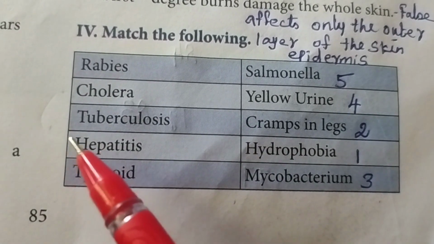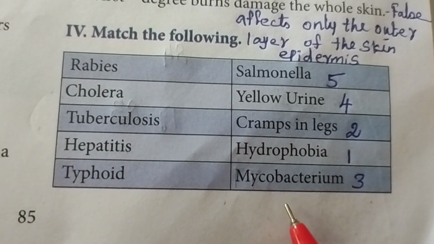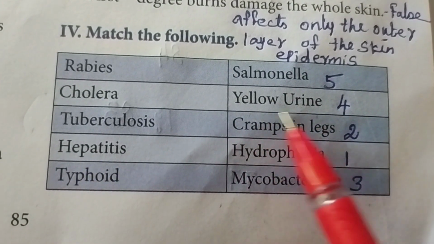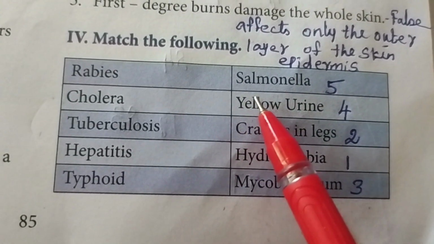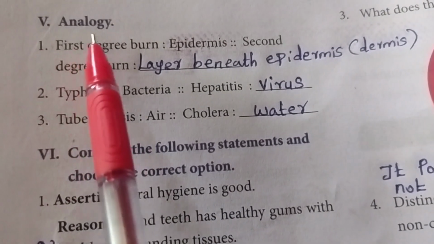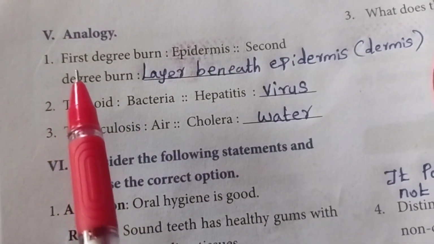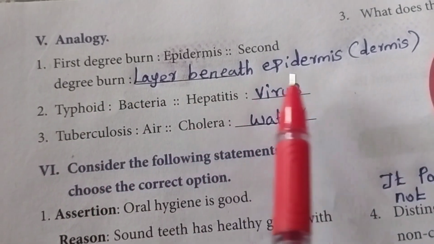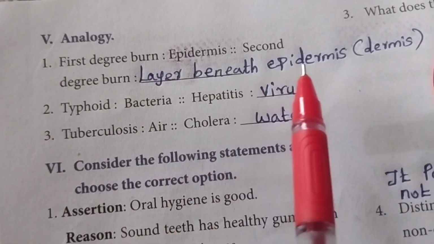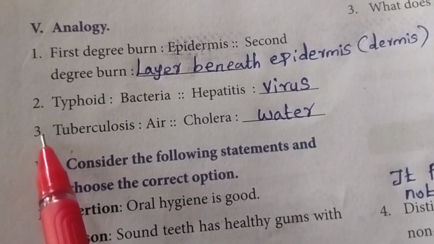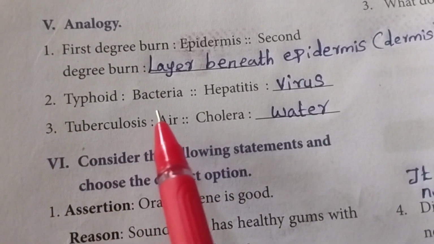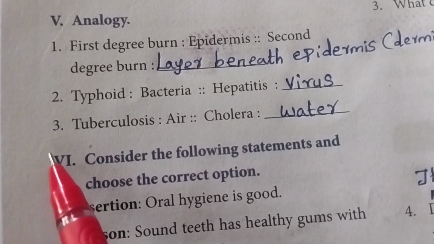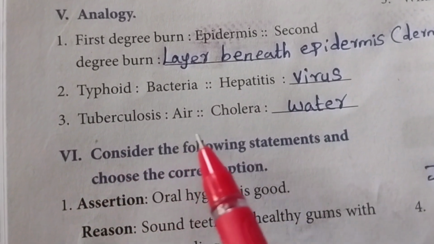Tuberculosis, mycobacterium. Then hepatitis, yellow urine. Typhoid, salmonella. Fifth Roman letter, analogy. First one: the first degree burn, epidermis; second degree burn, dash. Answer: layer beneath epidermis, dermis. Second one: typhoid, bacteria; hepatitis, dash. Answer: virus. Third one: tuberculosis, air; cholera, dash. Answer: water.